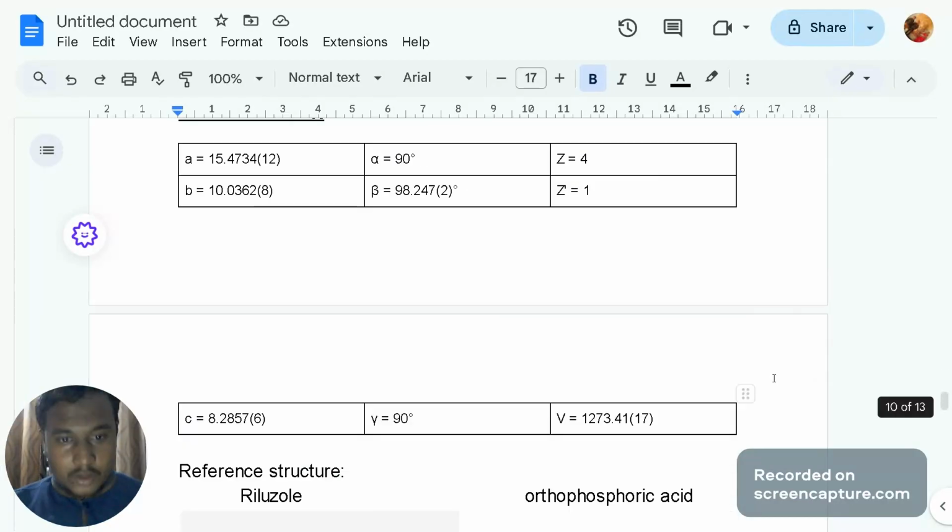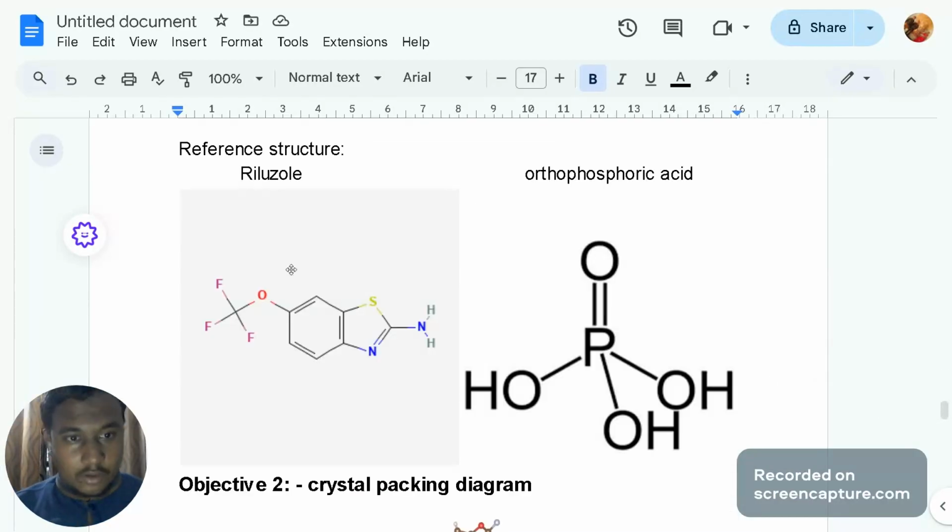Starting from the reference structure, here oxygen is attached with carbon and carbon is attached with fluorine, like CF3, and there is a benzene ring, and there is a sulfur and nitrogen attached with a carbon, and the carbon is also attached with a nitrogen, and here is the orthophosphoric acid, H3PO4.